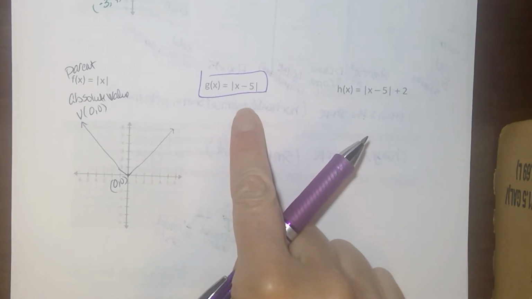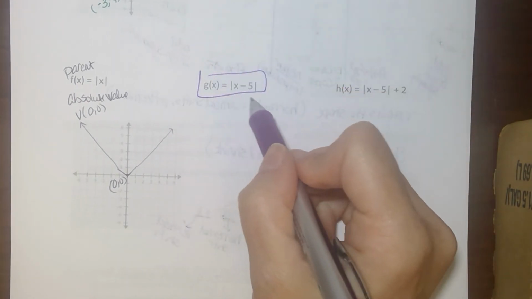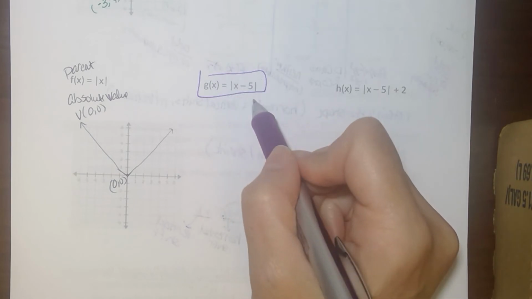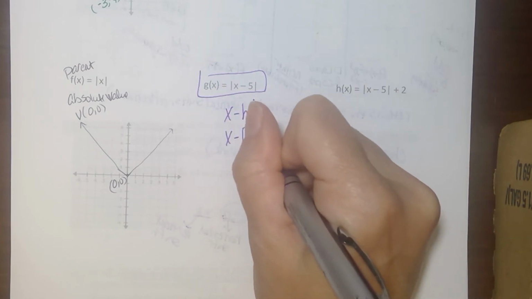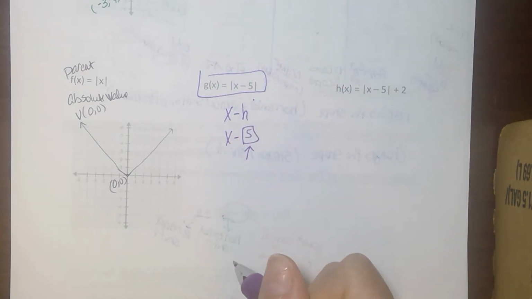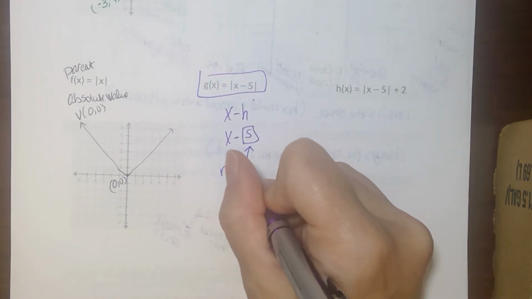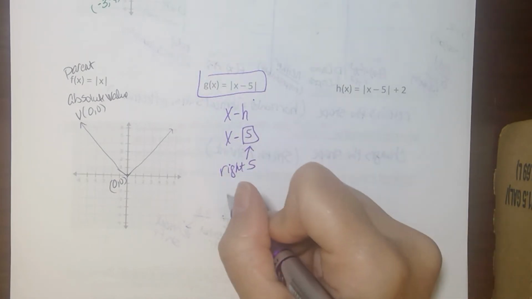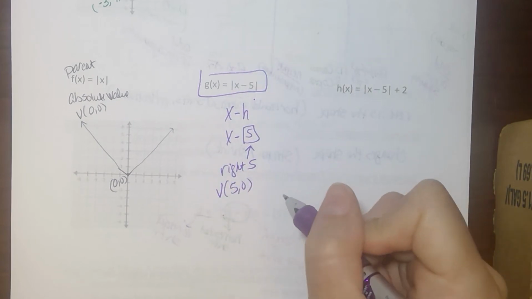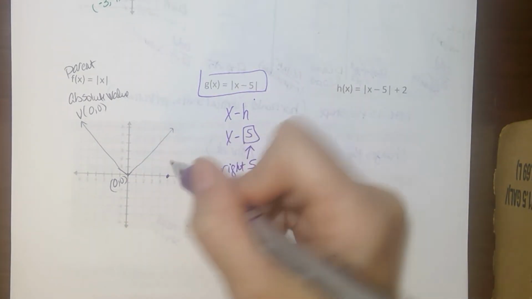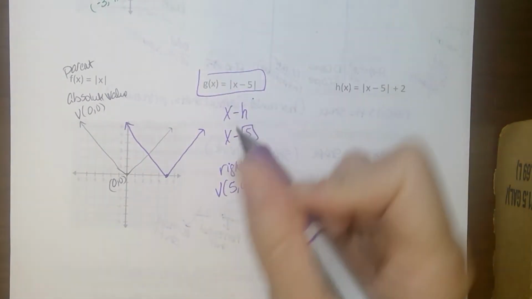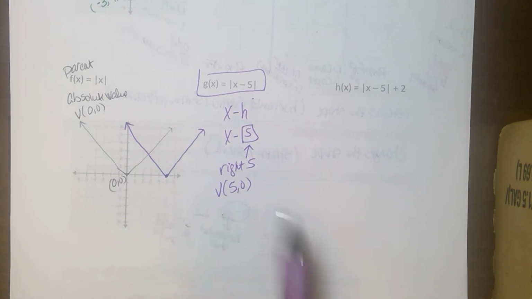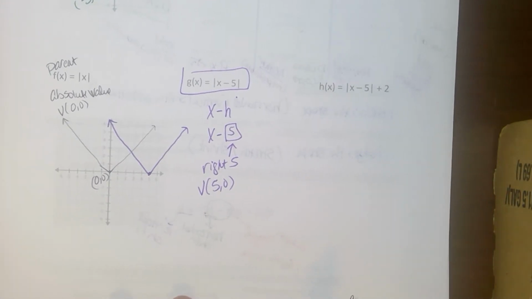This time, I still have a horizontal shift because it's inside and attached to that x. It's inside my absolute value function. That horizontal shift starts as x minus h. This time I have x minus 5, which means I plugged in a positive 5. So my transformation is shifting to the right 5 units. And the vertex is therefore going to end up at 5, 0. My absolute value function should be open the same as the parent. I visually want that to be the same, even though I'm not worrying about calculating additional points.